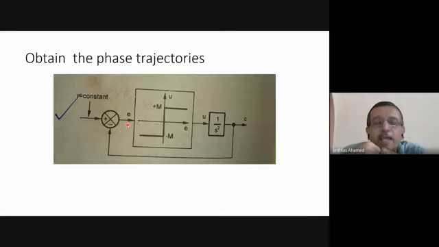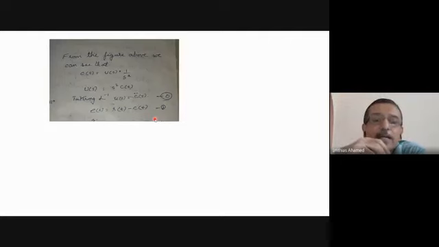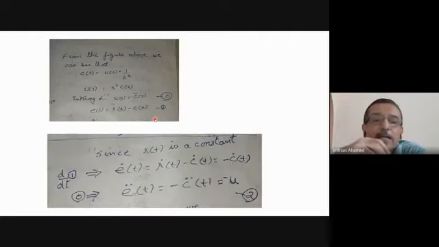U into 1 by S square is equal to C, or S square U equal to C. Let us see the equations more formally. C(s) equal to U(s) into 1 by S square, U(s) equal to S square into C(s). If you take L inverse, I'll get U of t is equal to C double dot. And E of t is equal to R of t minus C of t.